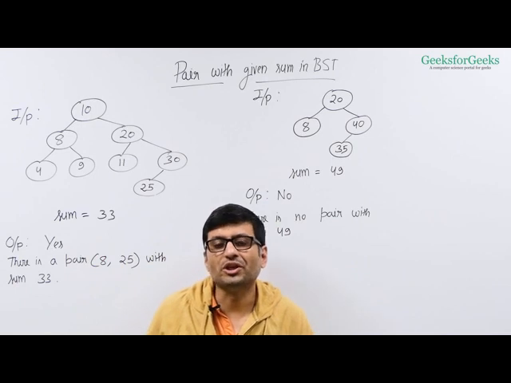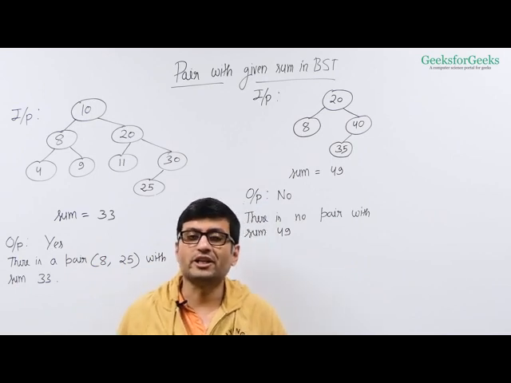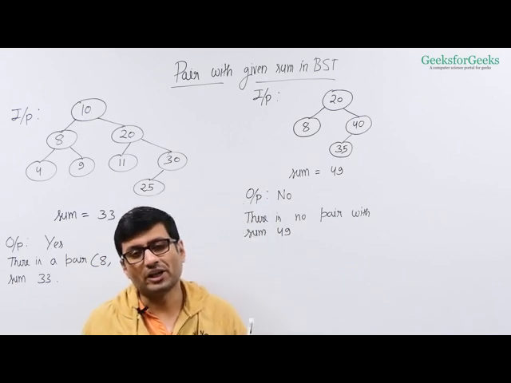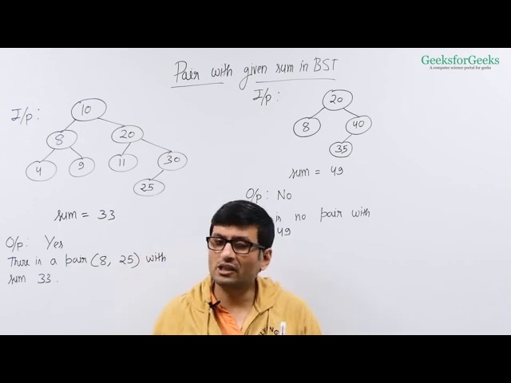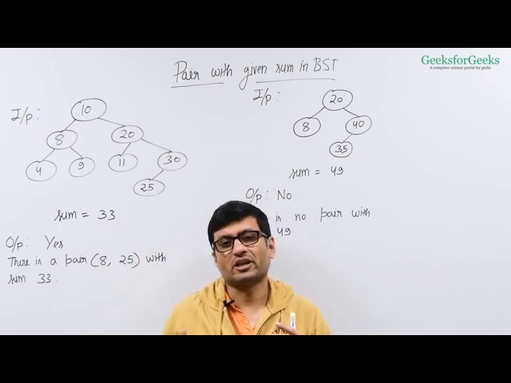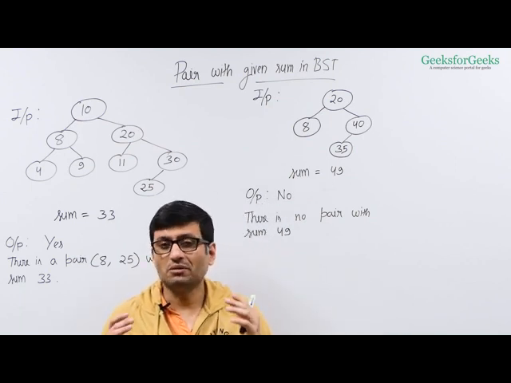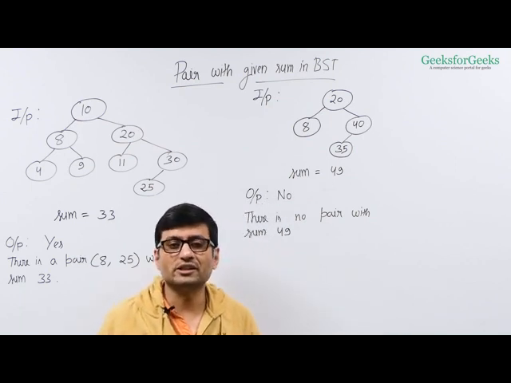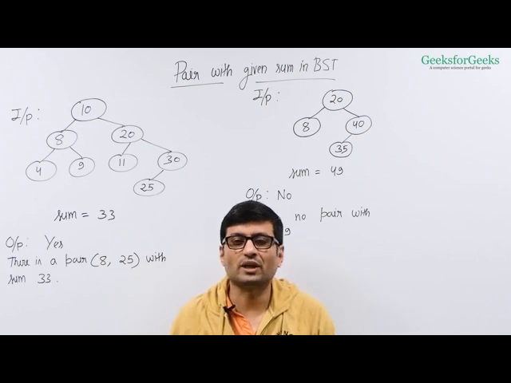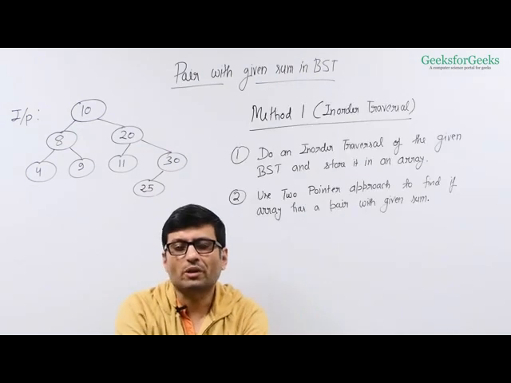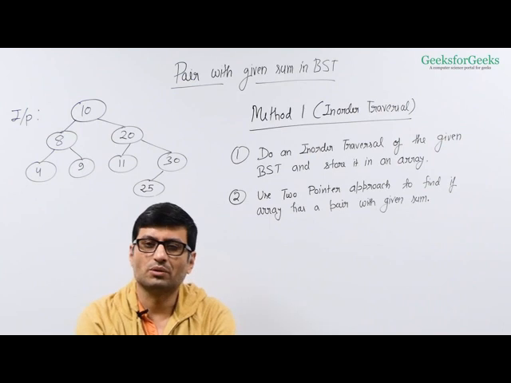Now please pause this video and write a function that takes root of a binary tree as a parameter, sum as a parameter, and it returns a Boolean value which is true if the given binary search tree contains a pair with given sum, otherwise it returns false. Let us talk about method 1 to solve this problem.